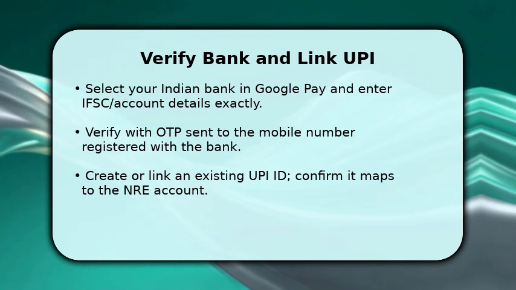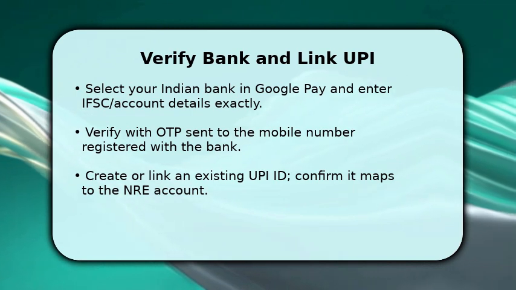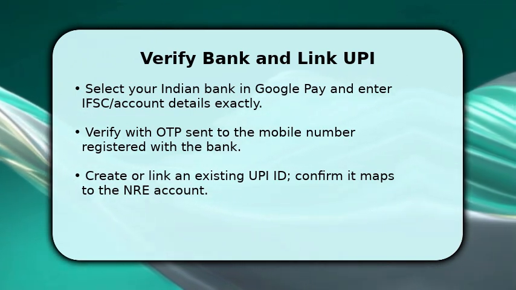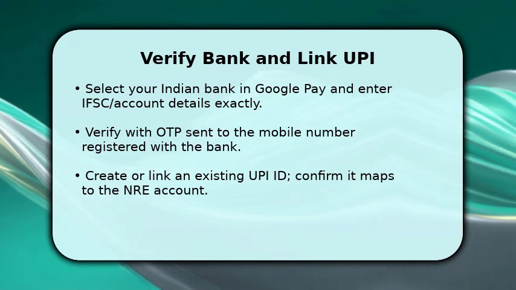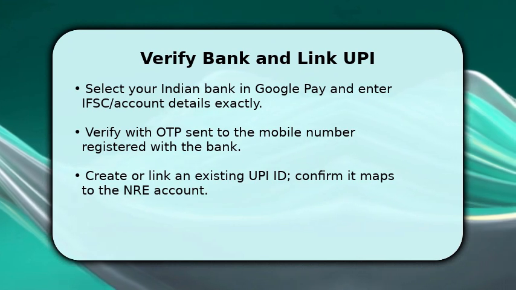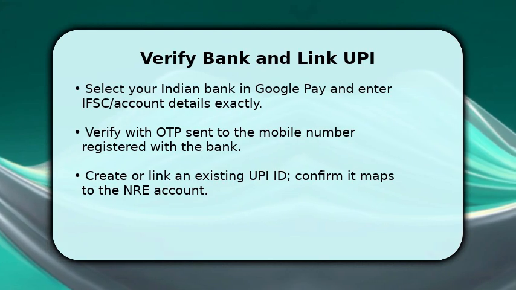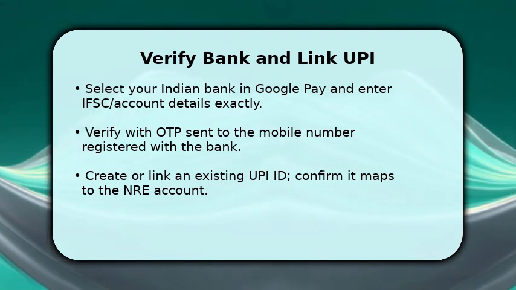After you submit details, you'll receive an OTP on the mobile number registered with the NRE account. Enter it promptly to verify. Next, create a new UPI ID or link an existing one, making sure Google Pay shows the NRE account as the beneficiary. This step establishes the payment handle that routes transactions to your NRE balance.